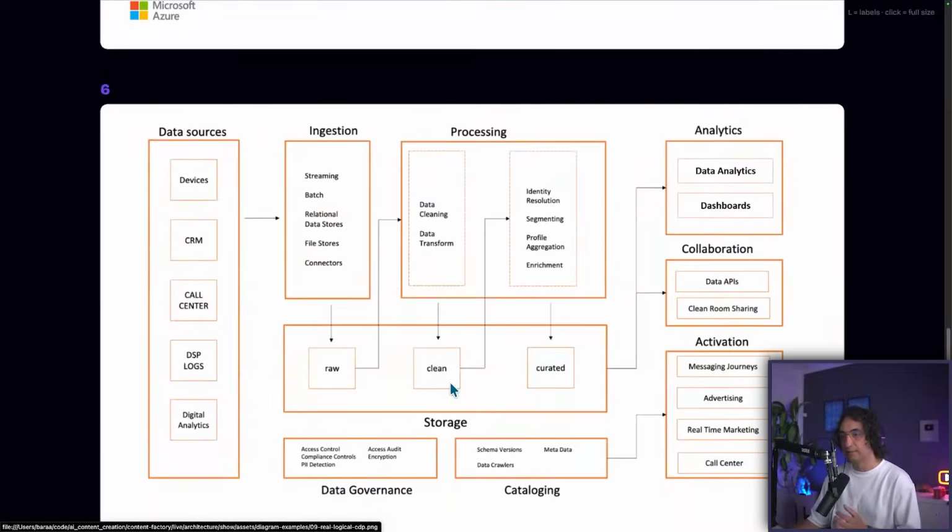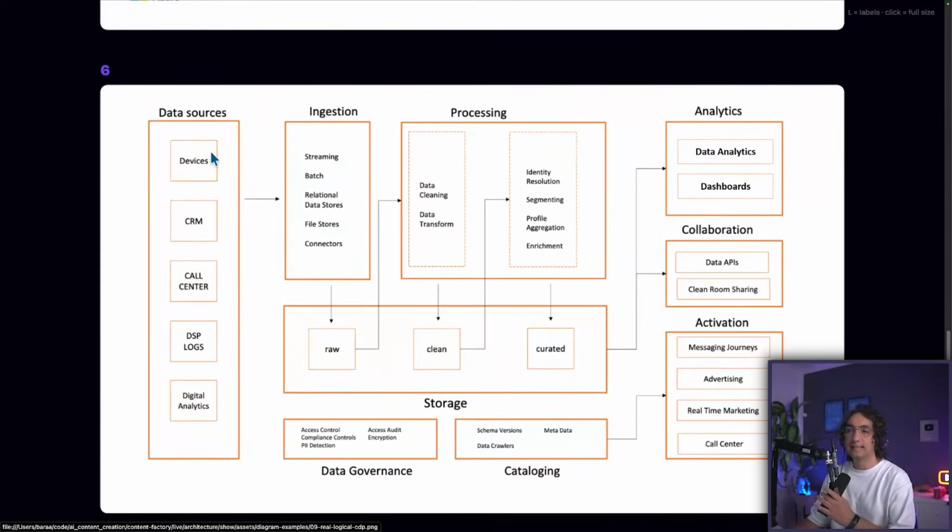This as well, I like it because it lists out the different sources that you have in the company. We are speaking about the ingestion. We are speaking about the processing. We have data cleaning, data transformation. And then it says we have three layers, the raw, clean, and curated. And we have data governance and stuff like that, and how to consume it. My friends, this is closer to a data architecture.